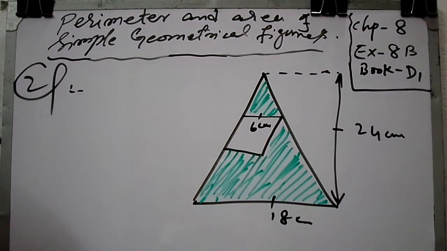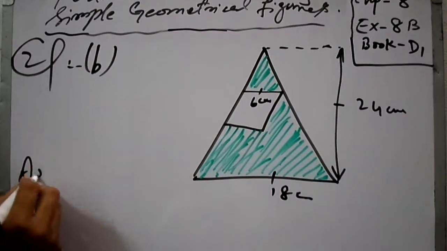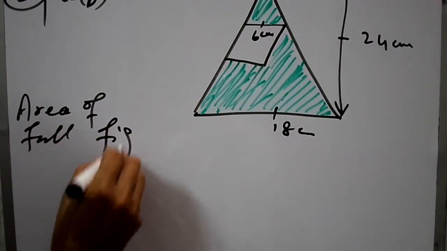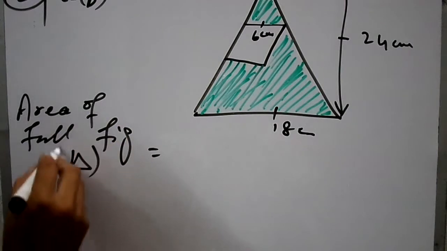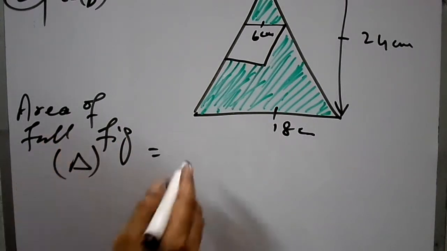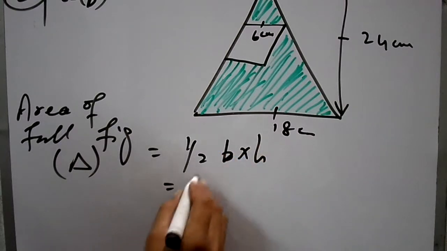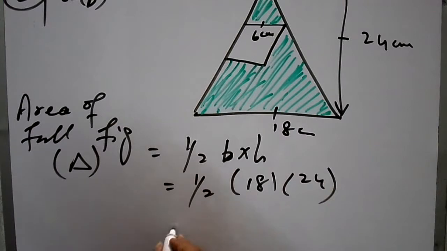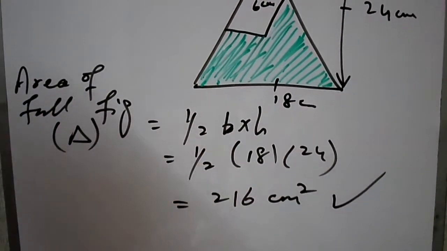First of all, the area of the full figure. So the area of the full figure is the area of a triangle. So it is equal to half base into altitude. Putting the values, you will get 216 centimeters square.